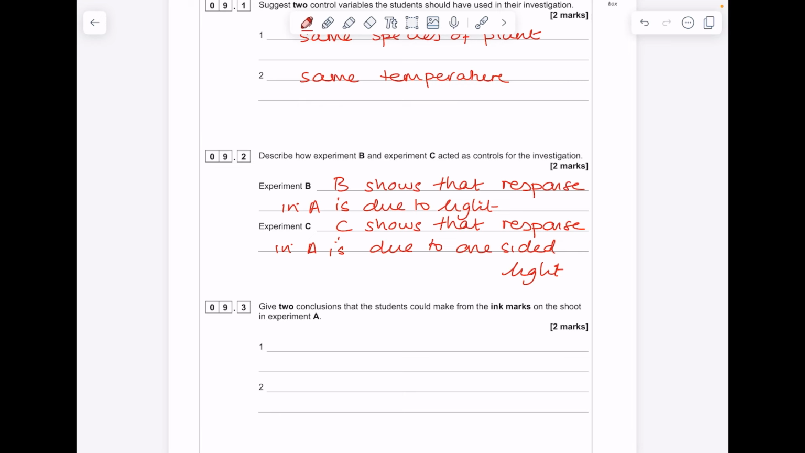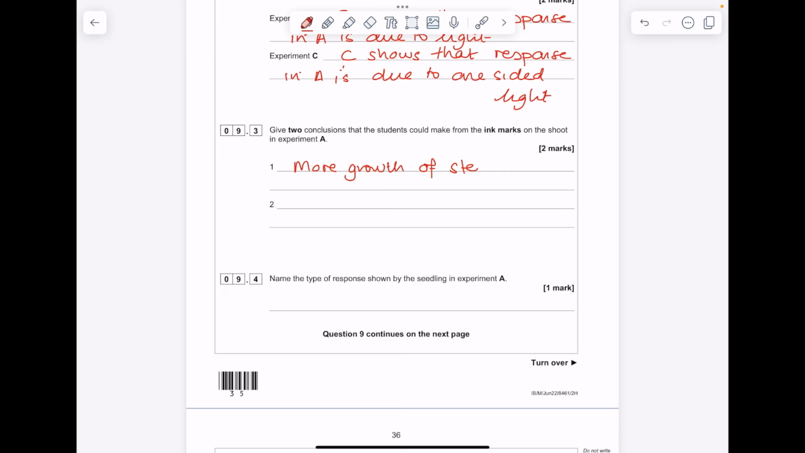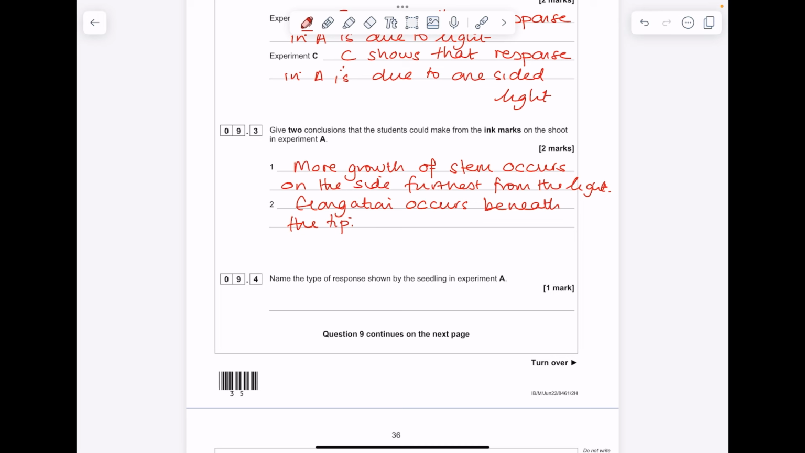Give two conclusions that the students can make from the ink marks on the sheet in experiment A. You can see by the spacing out of these ink marks that more growth occurs on the side furthest away from the light. So if the light's coming from this direction, we know that cell elongation is taking place here. And then that bending occurs because, look at the spacing out of those ink marks, it occurs beneath the tip. Name the type of response shown by the seedling in experiment A: positive phototropism.